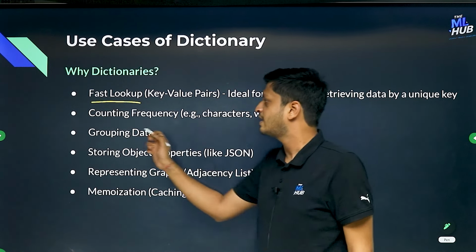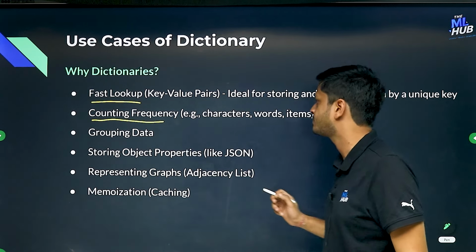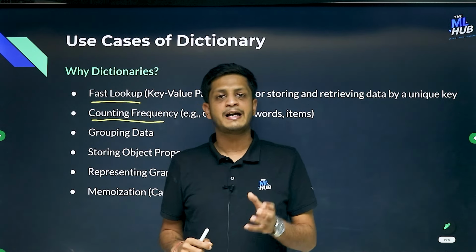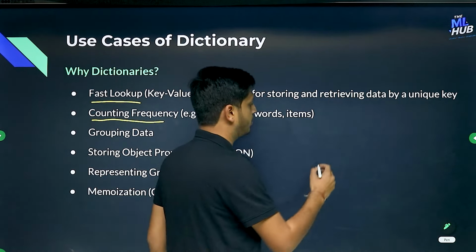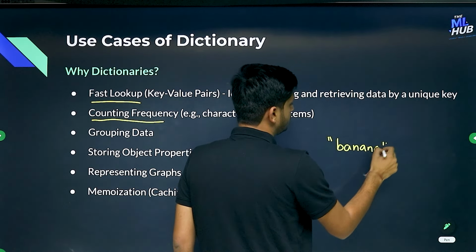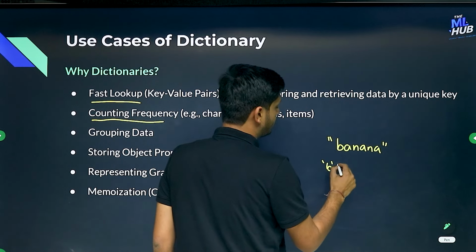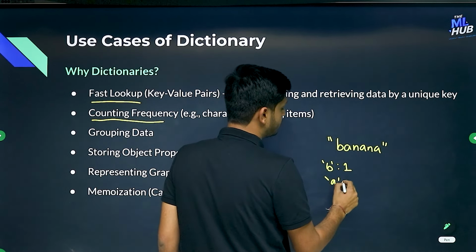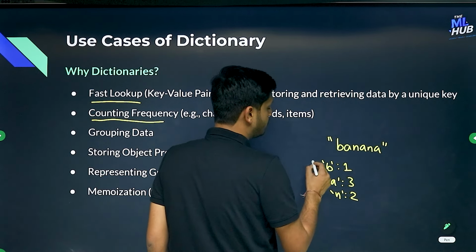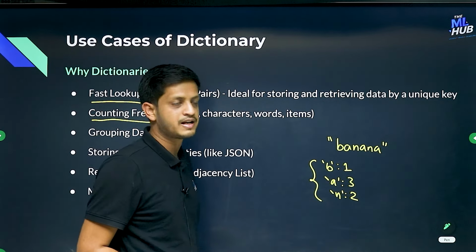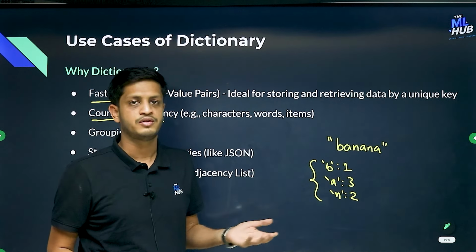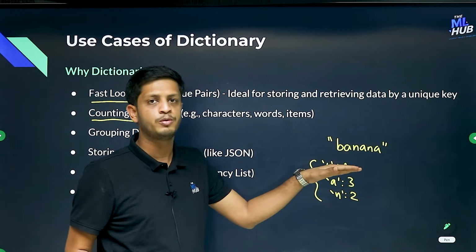Again, the second is counting frequency. If you have to find, in any collection, how many times a particular element occurs. Let's say you have a string, banana. In this string, B occurs 1 time, A occurs how many times? 1, 2, 3 times, and N occurs 2 times. So if you have to create a structure like this, you have to use dictionaries, right? And there is a library that does this on its own. If you want, you can do it using a for loop also.